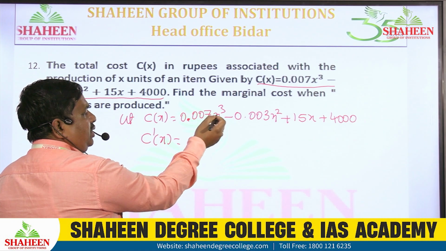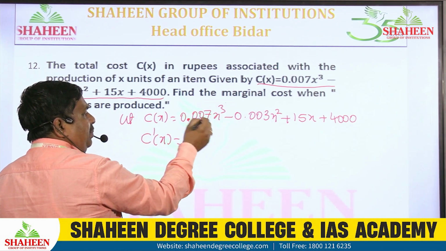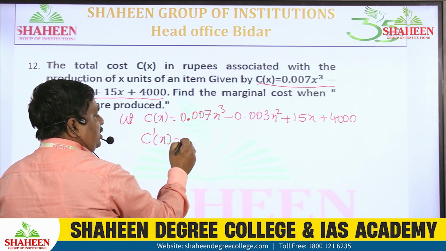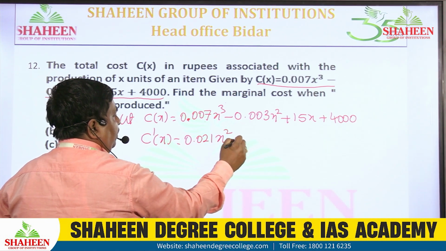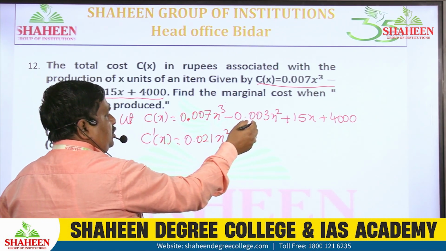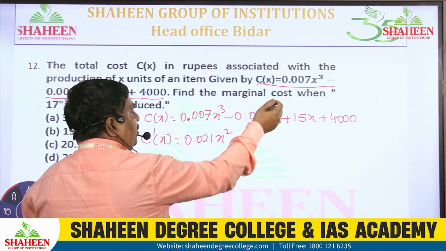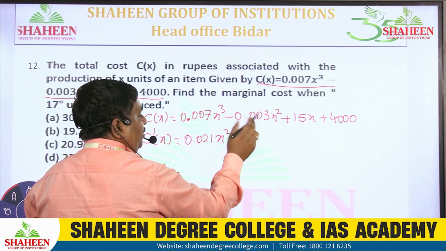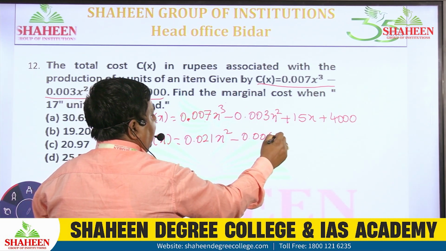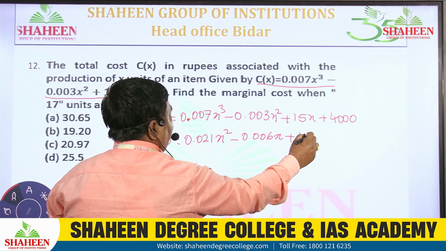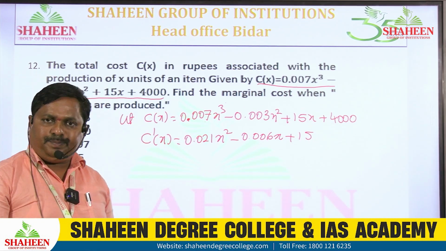0.007 is a constant. The derivative of x cube is 3x square, which means the power is multiplied with the base. 7 threes are 21, that is 0.021 x square, minus 0.003 is a constant, written as it is, and the derivative of x square is 2x. Power 2 is multiplied with the coefficient, this becomes 0.006 x, plus the derivative of 15x is 15, and the derivative of 4000 is 0, the derivative of a constant is 0.